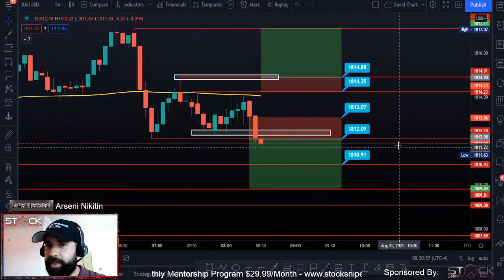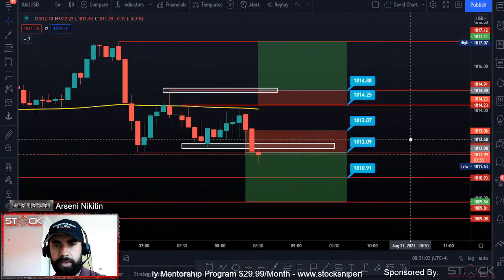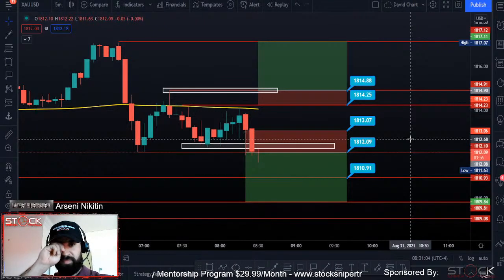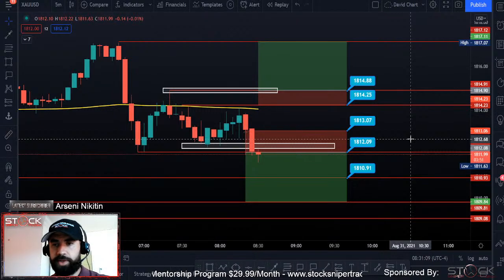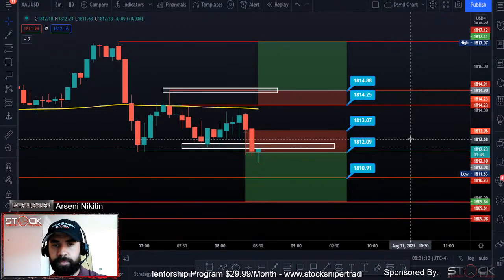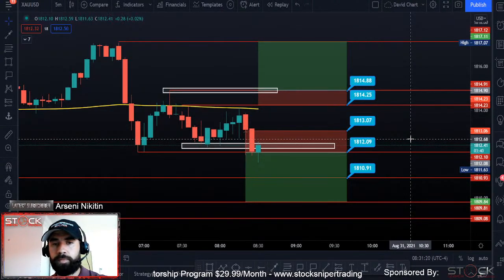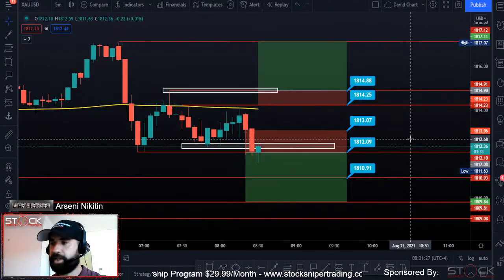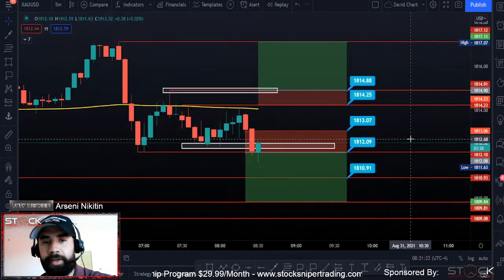There's still 4 minutes left. We can look more maybe near the minute time. Okay, so let's just wait and see here. So that's what I mean. That's why we wait. Okay, so they're still getting some rejection roughly at that 1812.46 area.